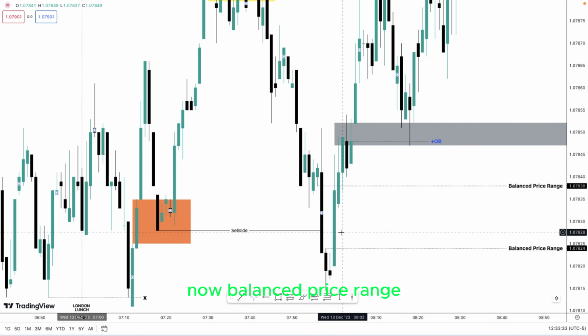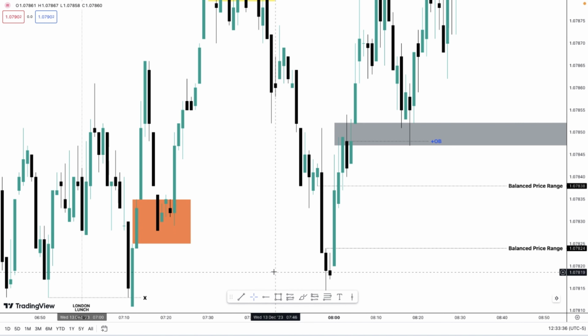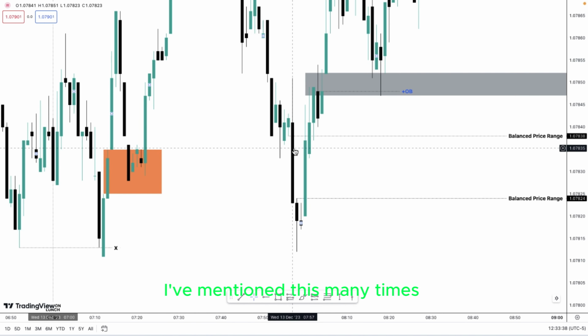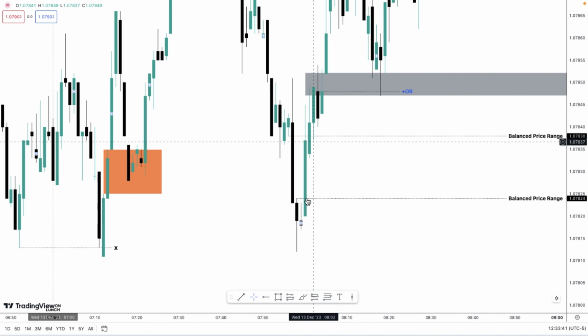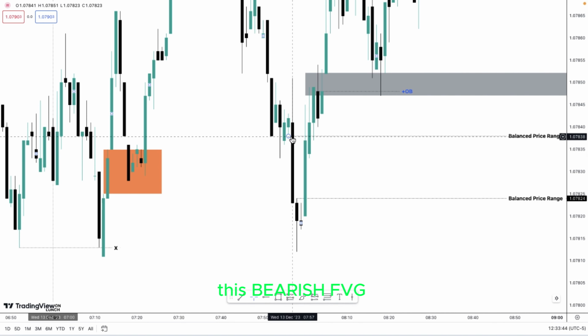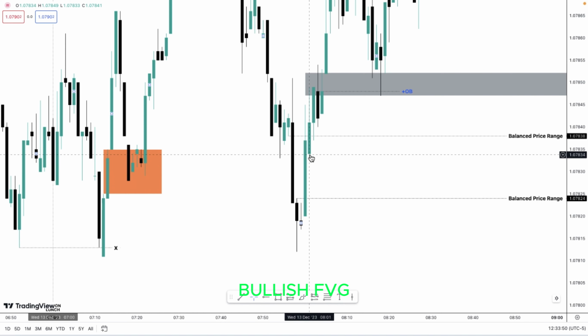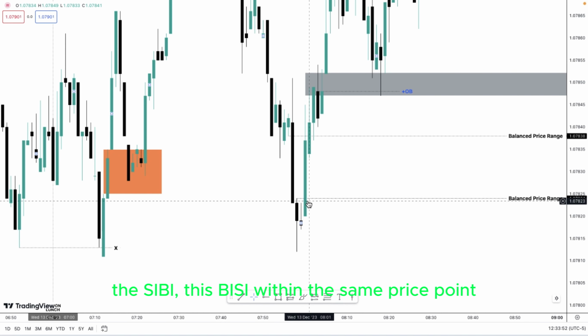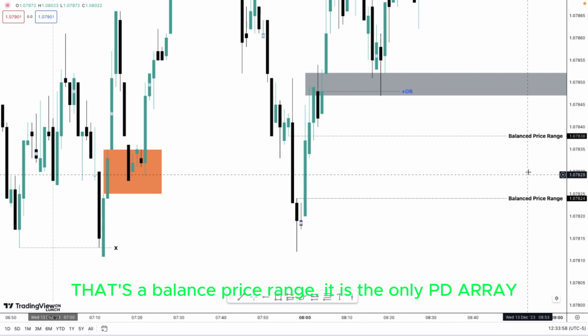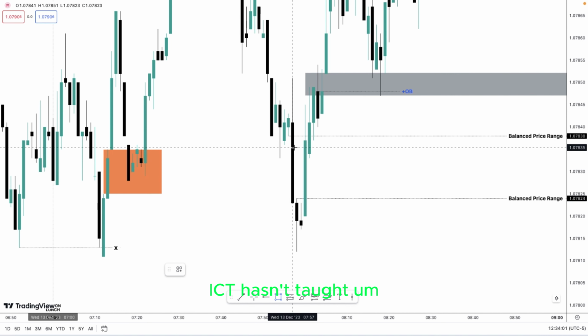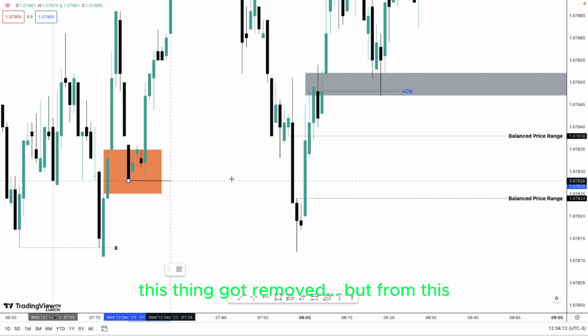Now, balanced price range. I've mentioned this many times. This bearish fair value gap, bullish fair value gap, this CB, this BC, within the same price point. That is a balanced price range. It is the only PD array ICT hasn't taught up until recently. I don't know why this thing got removed.